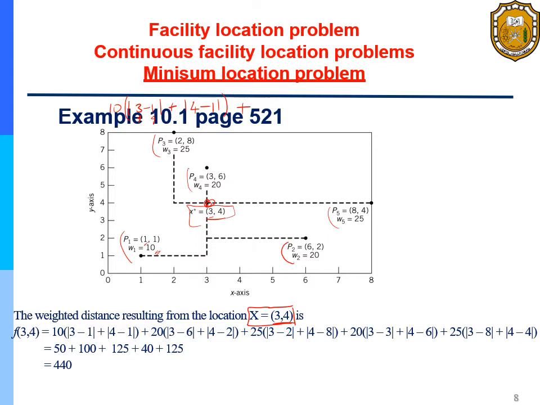And for P2, the weight is 20, and then the absolute value of 3 minus 6 plus the absolute value of 4 minus 2. And you do this calculation for all existing facilities, which is written here: P1, P2, P3, P4, and P5. And at the end, we calculate the optimal objective function value to be 440.